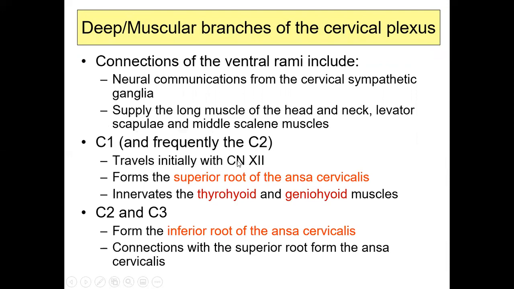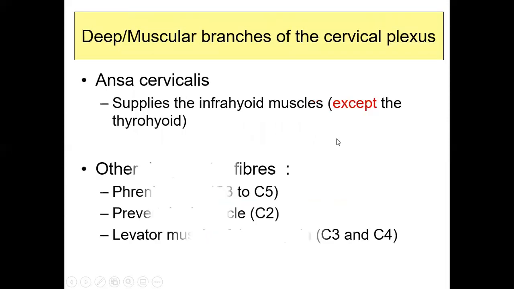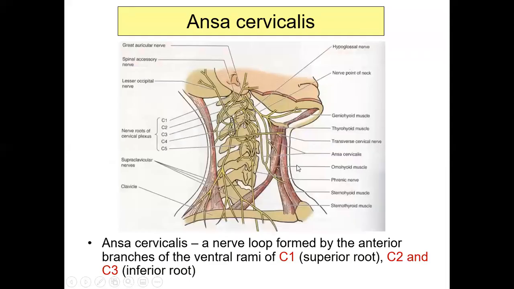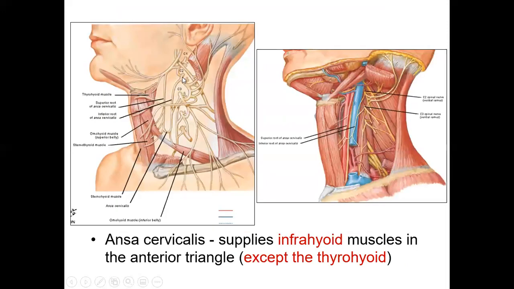They travel initially with the 12th cranial nerve, and form the superior root of the ansa cervicalis. So we'll show you the picture. Okay, so you can see here, this is the ansa cervicalis.